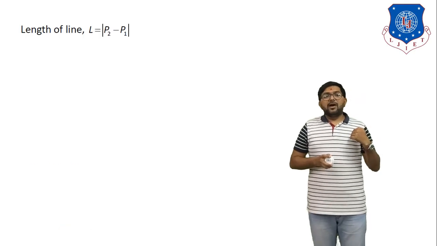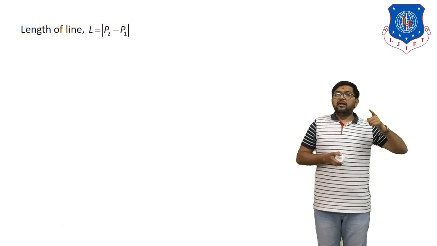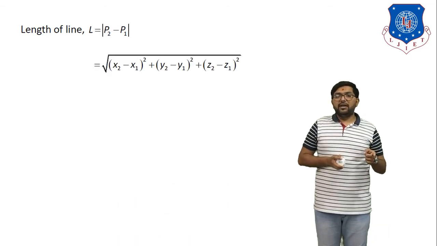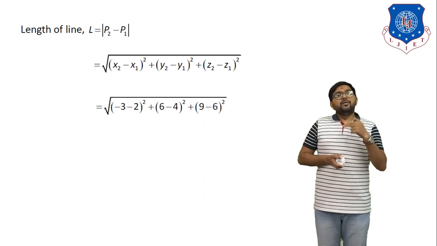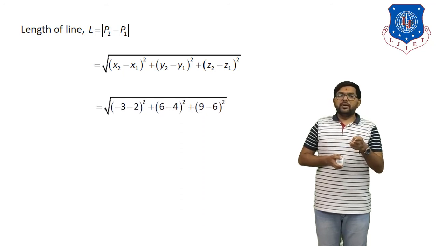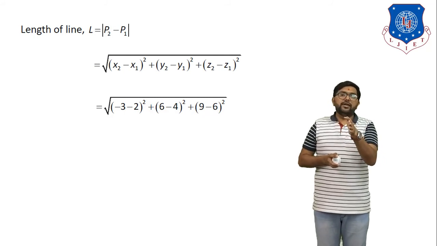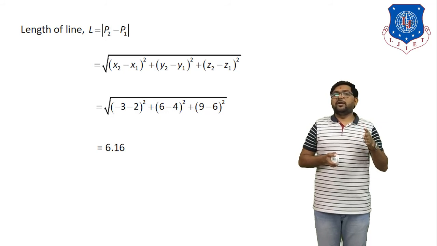Okay. Now in this numerical, again we have to find the length of the line. The equation of length of line, that is p2 minus p1, is the square root of x2 minus x1 square plus y2 minus y1 square plus z2 minus z1 square. Put all these values of x2, y2, x1, y1, z1 and z2 over here, and you can find the length of the line as 6.16.